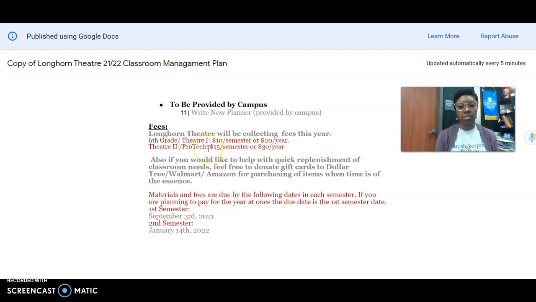Now, in our school bucks, because the district said, I brought my prices down this year, so if you were paying cash, this is the price, $15 a semester or $30 a year for Theater 2 Pro Tech. But if you're paying through school bucks, it's going to be a little bit more because the district had the level of $20 for the semester or $40 for the year. So just keep that in mind.